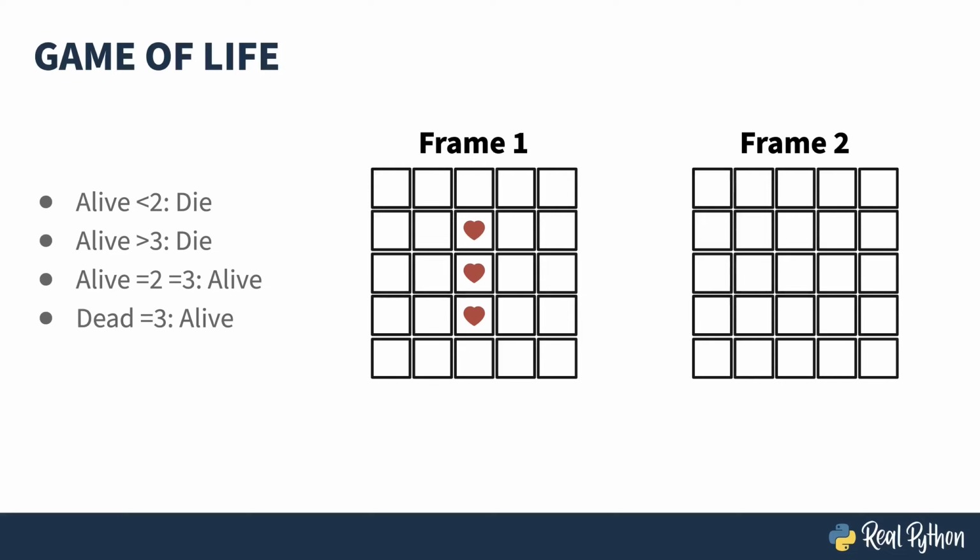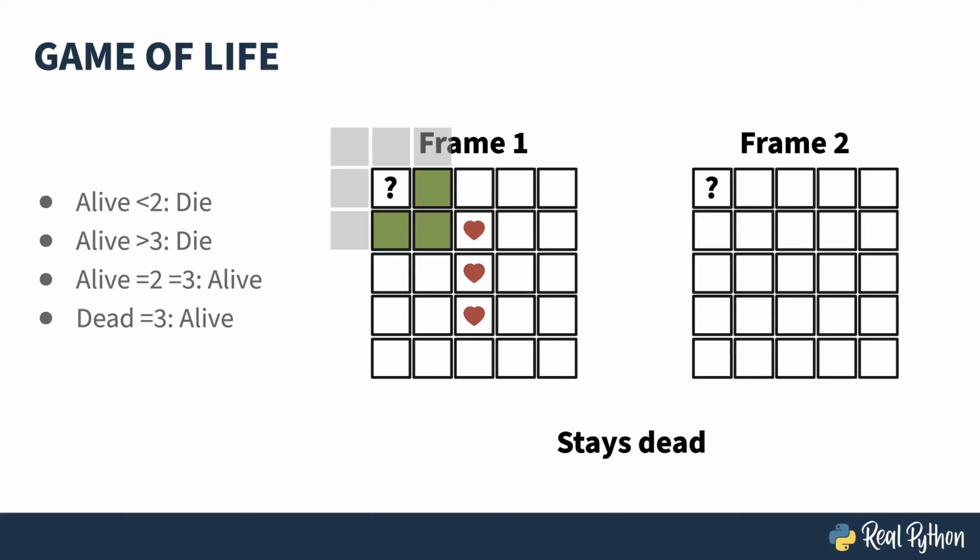Let's walk through the content of frame 1 and build up frame 2 by applying these four rules. Consider the cell with the question mark in the two frames. This is the first cell I'm going to process. Using the rules on the left to populate the cell in frame 2, based on the neighbors of the cell in frame 1. In frame 1, I've colored the neighbors of the question mark. Green indicates the three neighbors in the grid, while the other neighbors are outside the grid's boundaries.